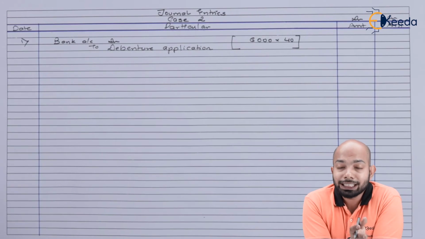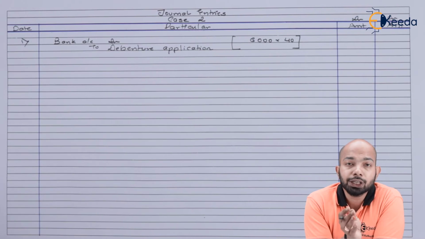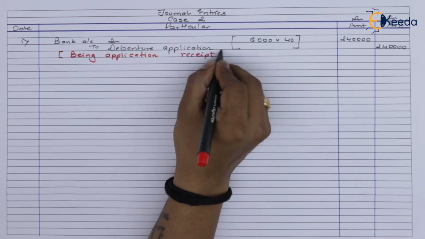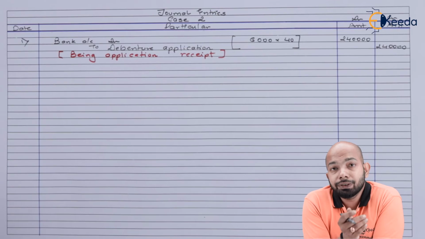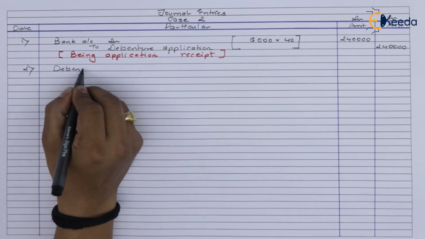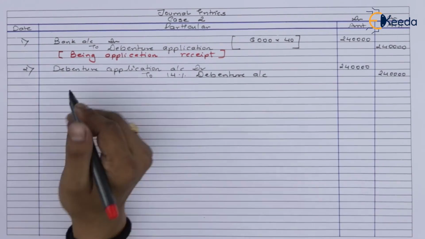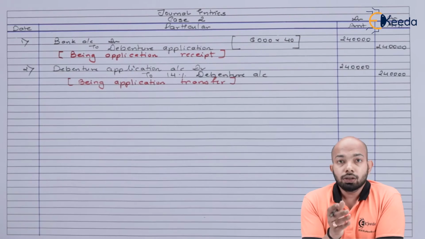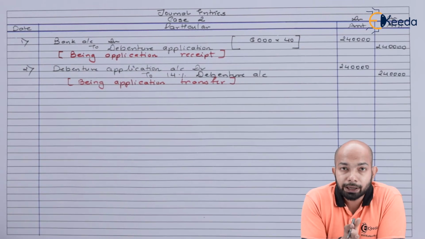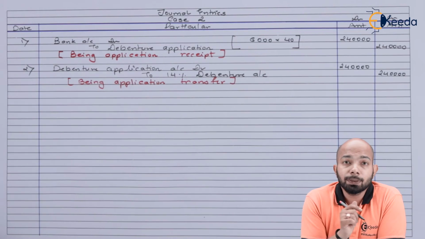On application, they were taking 40 rupees. So 6,000 multiplied by 40 will give you the amount of application receipt. Now, whatever application we have received, we have to transfer it to the debenture account. So the second entry will refer to application being transferred to 14% debenture: debenture application account debit to 14% debenture. The amount has been transferred.